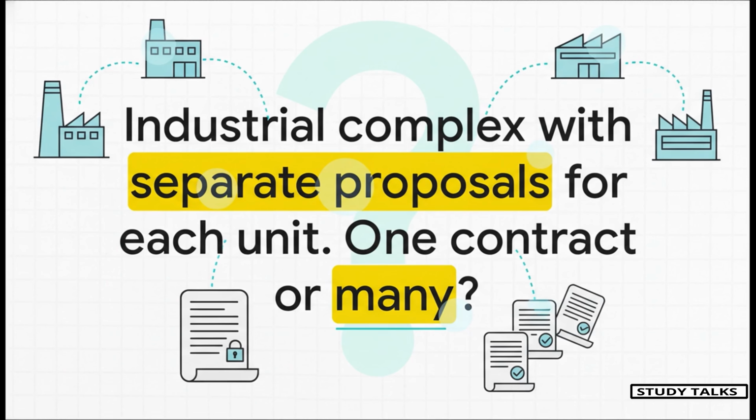Check out this scenario. A company is building a big industrial complex. They've got separate proposals for each unit, they negotiated for each unit separately, and they can track the money, the costs, and revenues for each one. So what do you think? Is this one contract, or should it be treated as many? Well, if you remember the rules we just talked about, all 3 conditions for segmenting are met. So you guessed it, they absolutely have to treat each unit as a separate construction contract.